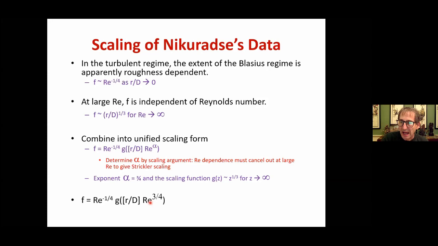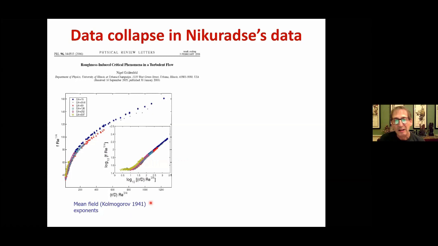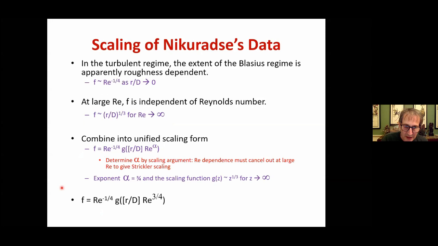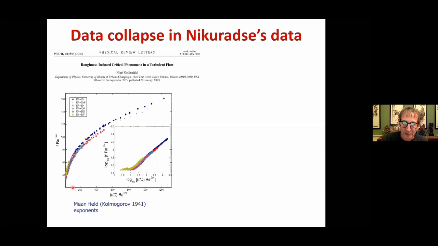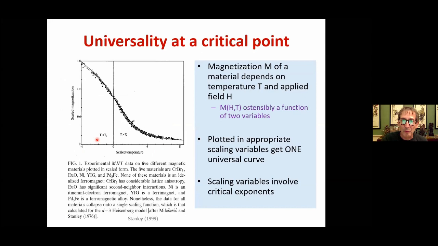So does it work? Here are the data. How we test it is we take the friction factor, multiply it by Reynolds to the 1/4, and plot against roughness times Reynolds to the 3/4. And if this is true, all these data for different roughnesses and different Reynolds numbers will fall onto a universal curve. And you can see here, I've taken Nikuradse's data and plotted it, and you can see that it does fall onto a universal curve. But it's not a perfect universal curve. It's pretty good. This is clearly better than what we saw at the beginning, where you have data like this that for different roughnesses and different Reynolds numbers fills the plane.